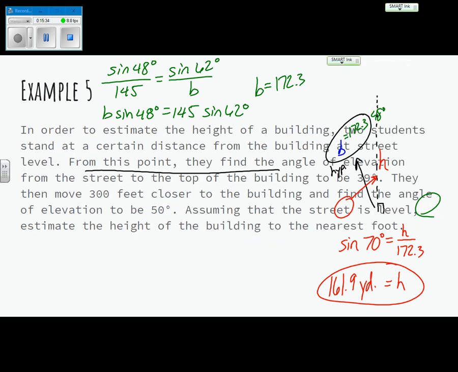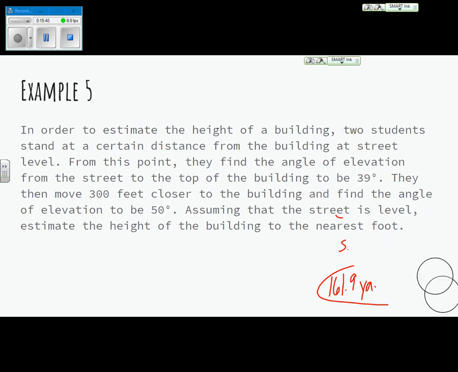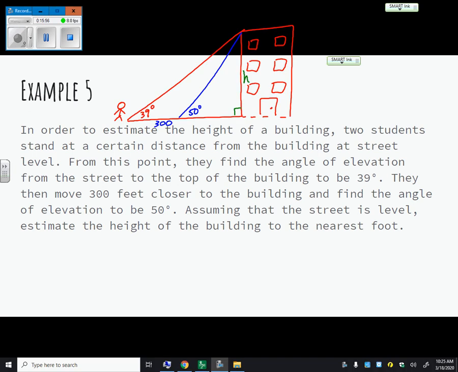Right, I'm going to give you a second, and then I'm going to have you try to draw your own picture on this. Remember, we're going to have oblique triangles, so pause the video, draw your picture, I'll draw my picture, and we'll see if they look similar. Okay, this is what I've come up with so far.